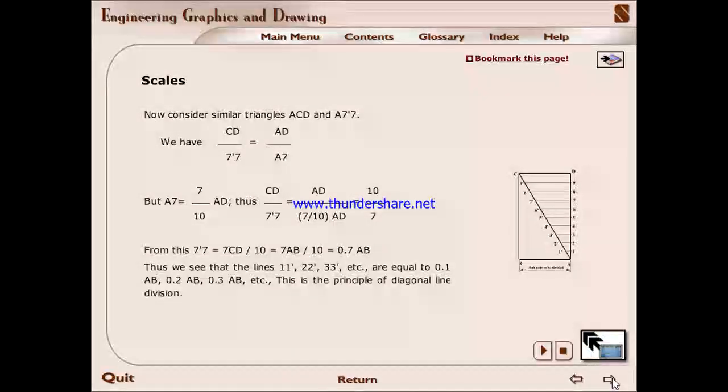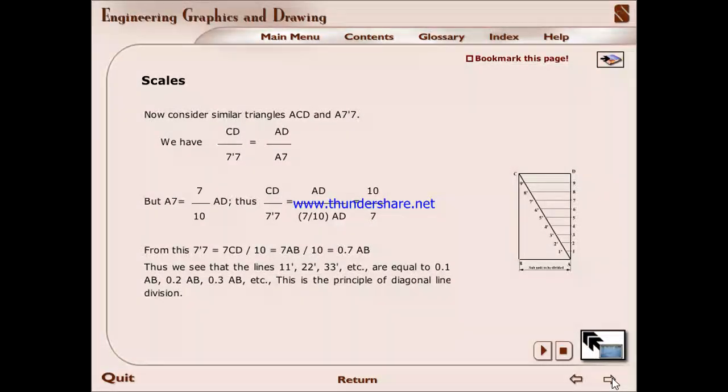Scales. Now consider similar triangles ACD and A7-7. We have CD by 7-7 is equal to AD by A7, but A7 is equal to 7 by 10 AD. Thus CD by 7-7 is equal to AD by 7 by 10 into AD, which is equal to 10 by 7. From this, 7-7 is equal to 7 CD by 10.